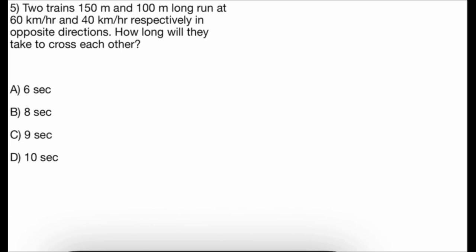Question number 5. It says two trains 150 meter and 100 meter long run at 60 kilometer per hour and 40 kilometer per hour in opposite directions. How long will they take to cross each other? That means we have to find the time. The distance and the speed are given and we have to find the time. There are two speeds given, so we have to find the relative speed.